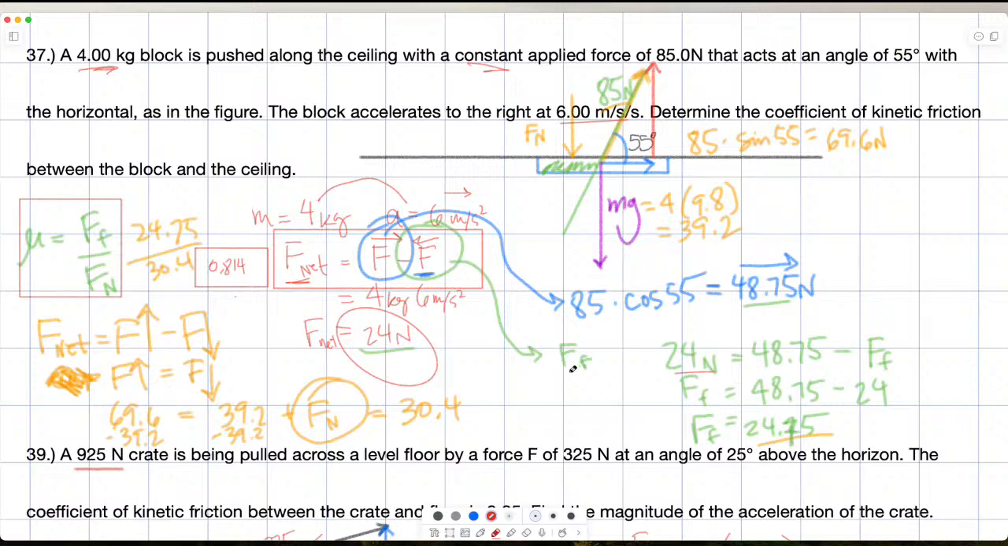Now we just have to figure out what the normal force is, because remember that my mu is friction over normal, and the net force on the vertical is 0. That means all the forces up equal all the forces down right here. Okay, so let me erase this over here. This looks a little crazy. Let me write this in red.